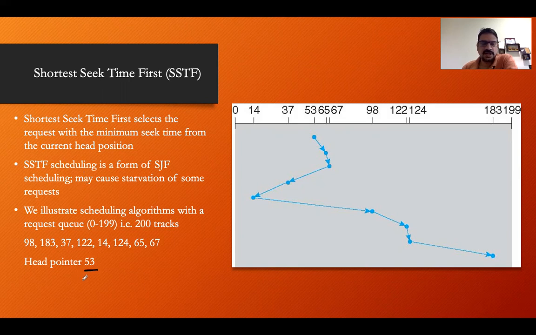So let's do that. I am in 53. From 53, it is going to 65, so it is serving 65. From 65, definitely there is a 2 seek time, so it will go and serve 67. From 67, which one is the smallest seek time? It is 37. From 37, I can go to 14. From 14, the next will be 98. From 98, I can go to 122, then 124, and then 83.